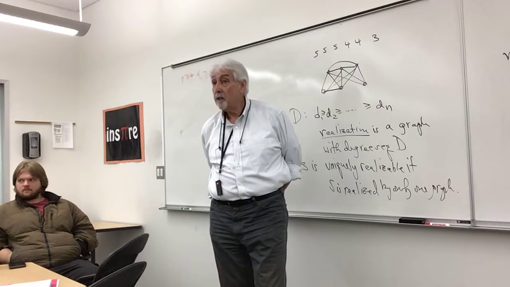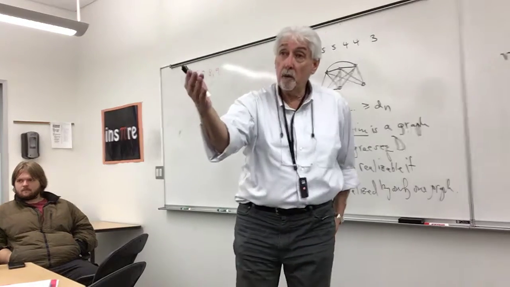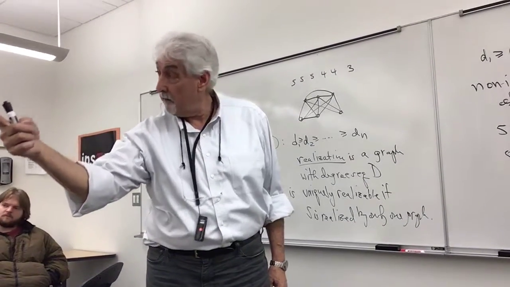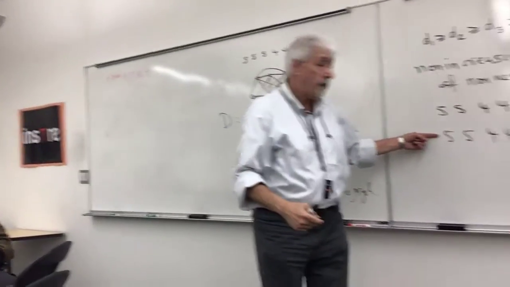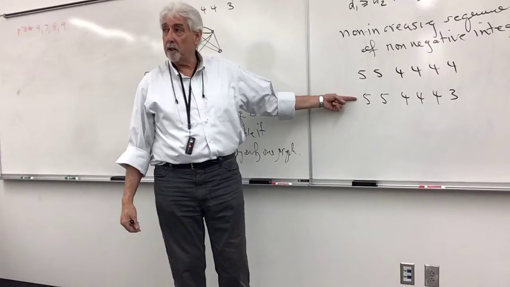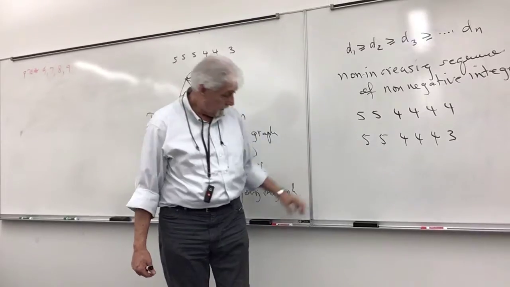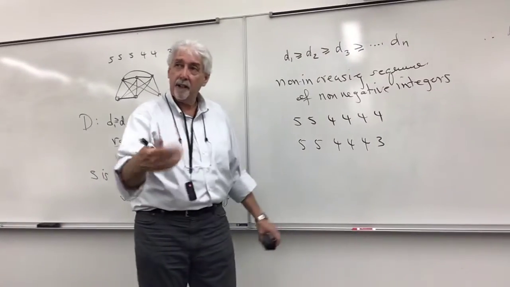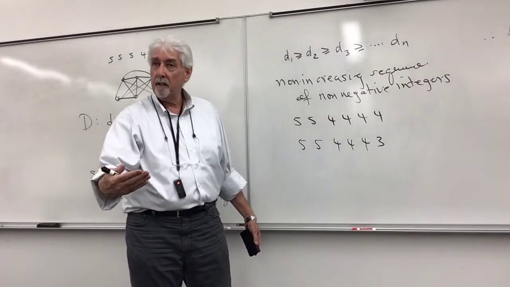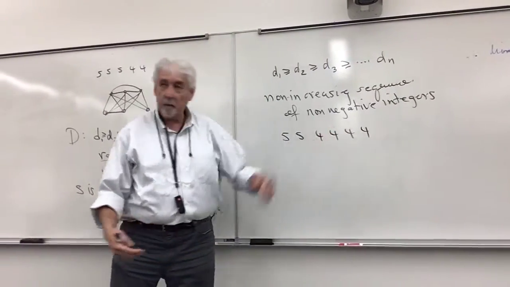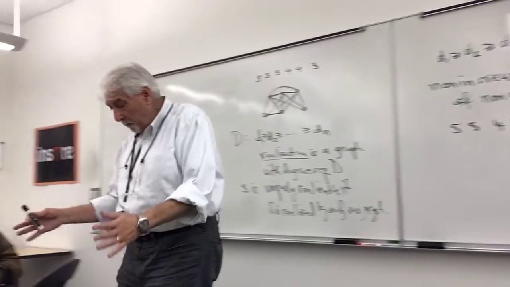It has to be 2 times the number of edges, so the sum of the degrees must be even. What's the sum of these degrees? Odd. So is this realizable? No. Okay, so don't forget, that's the easy one. Check that first. So is a sequence like this realizable?